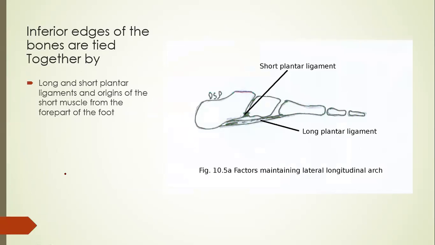Now, what is the lateral longitudinal arch tied by? So the long and short plantar ligaments, and the origins of the short muscles from the forepart of the foot. So these are the important ligaments which tie the lateral longitudinal arch, the long plantar and the short plantar ligaments.